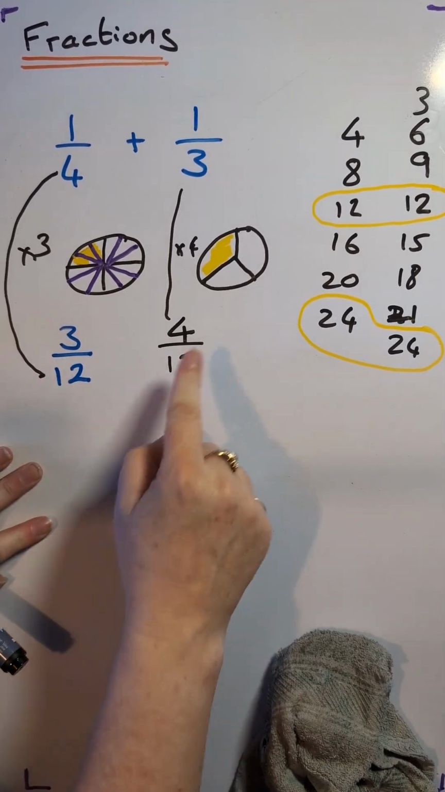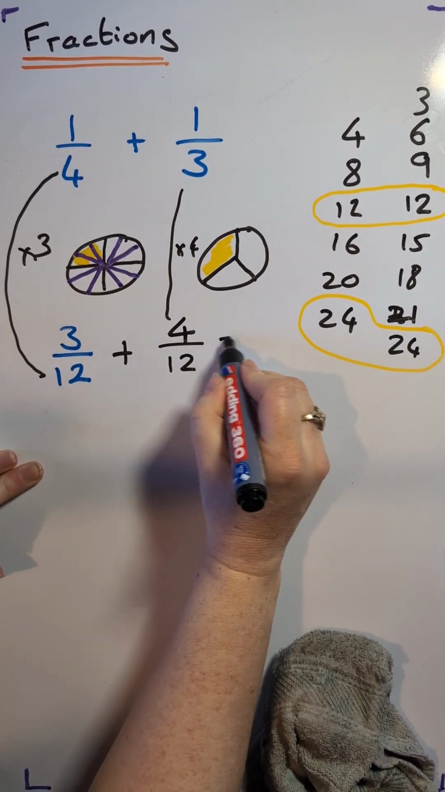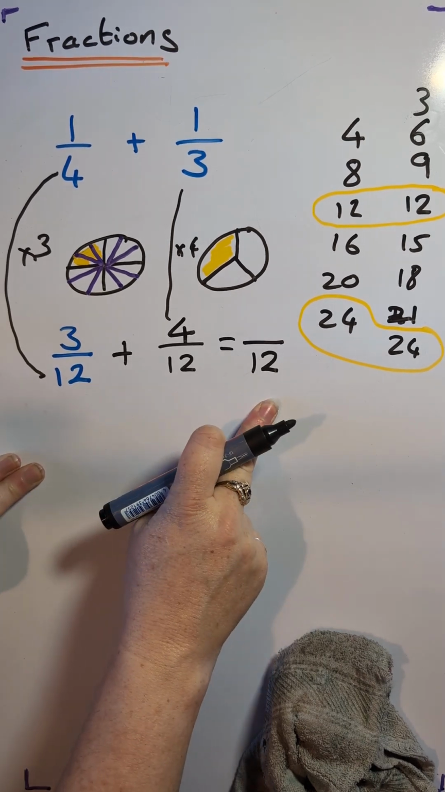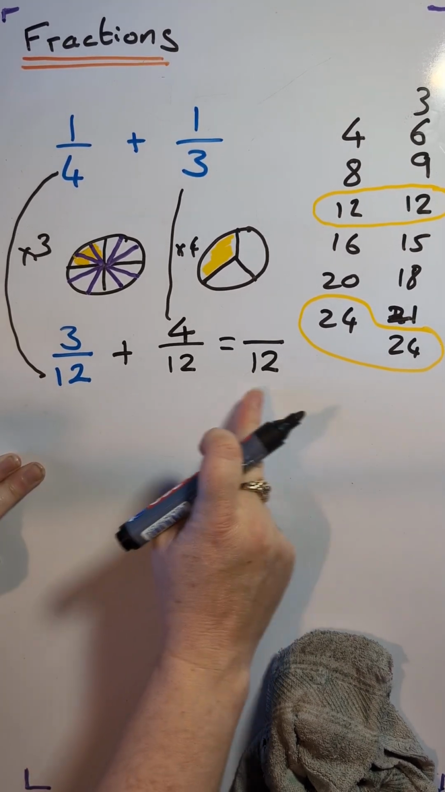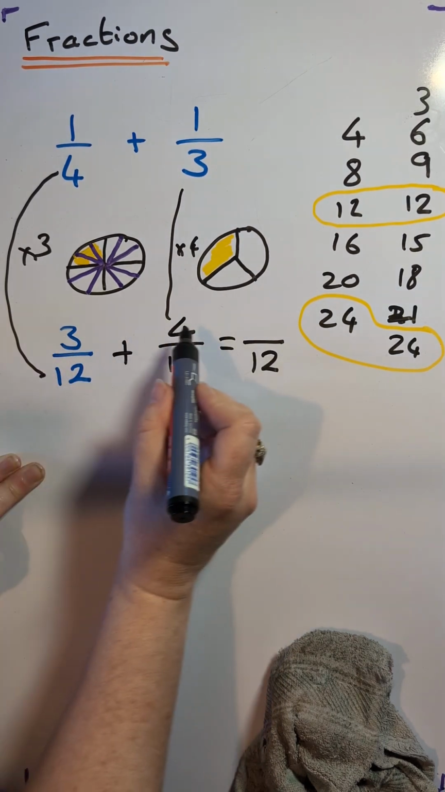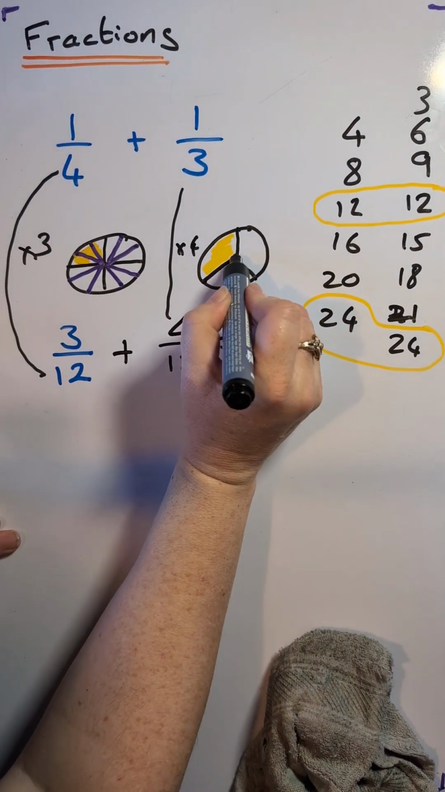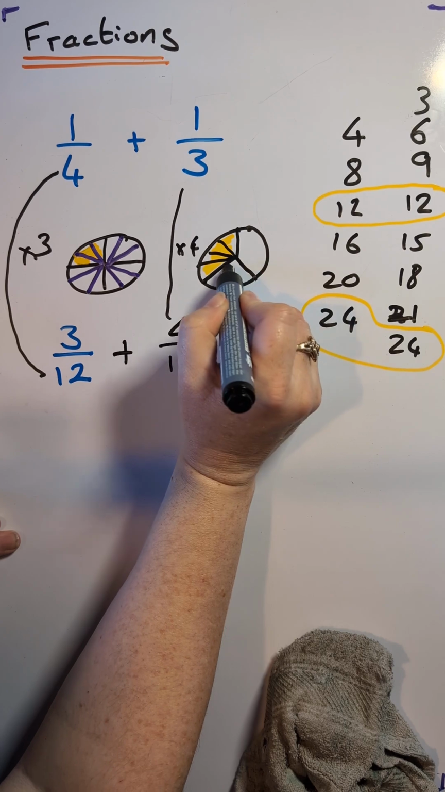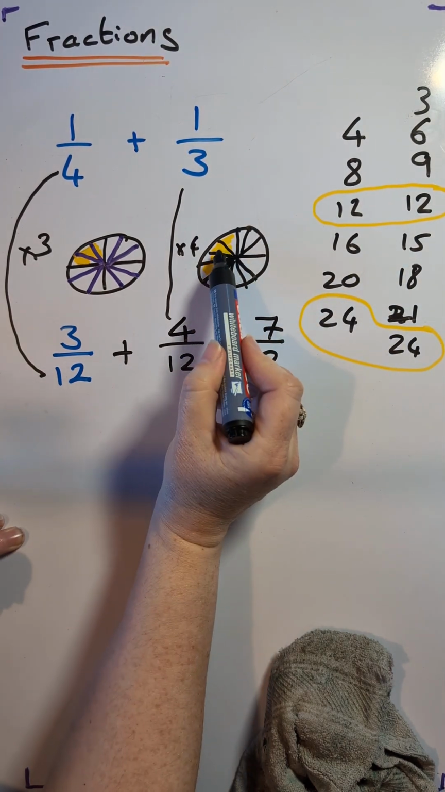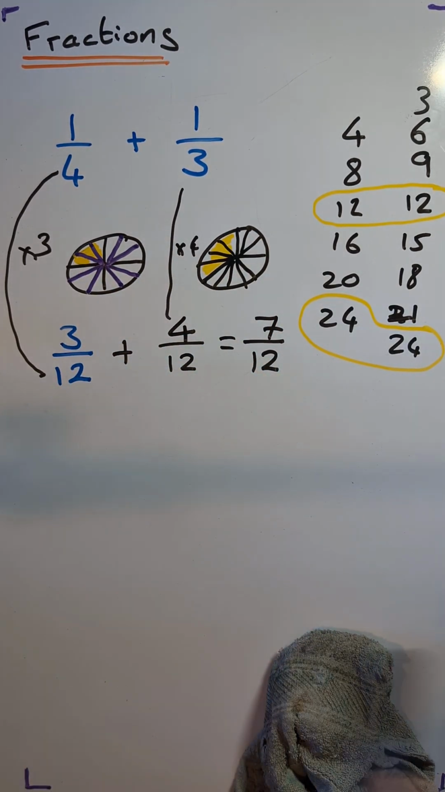Now we've got them the same, we can add them together. And because we're working with pieces out of 12, our 12 stays in our answer. So when you're adding together or subtracting fractions, once you've found your denominator, it stays for your answer. You don't change it again, you don't add it. 3 plus 4 is 7. Right, and okay, 1, 2, 3, 1, right. So you can see I've got my 4 pieces there, so that 4 and that 3 gives me 7.